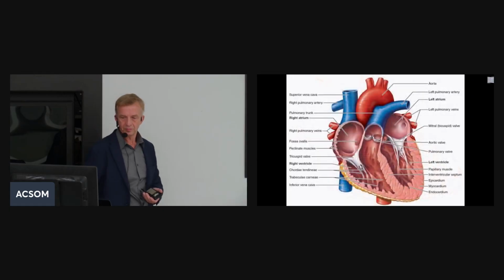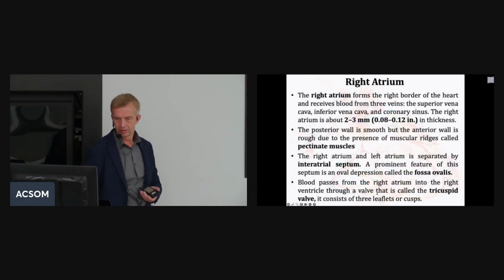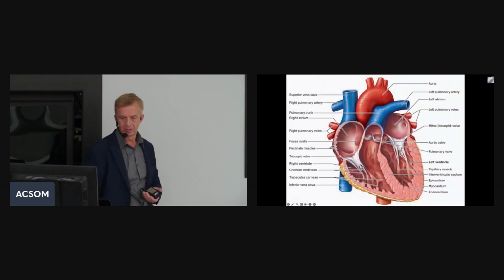Here are the heart chambers. This is the left ventricle, which has the thicker wall because it has to pump the blood to the body against a certain blood pressure. So the myocardium is thicker. The right ventricle has a crescent shape, and here are the right atrium and the left atrium. We'll talk about the heart valves in a little bit.